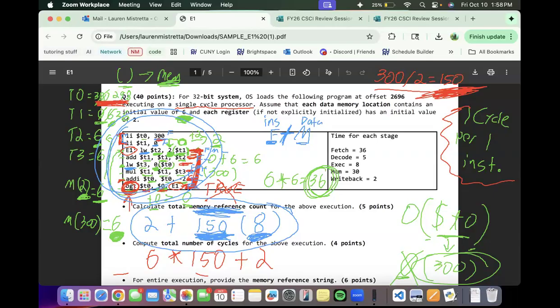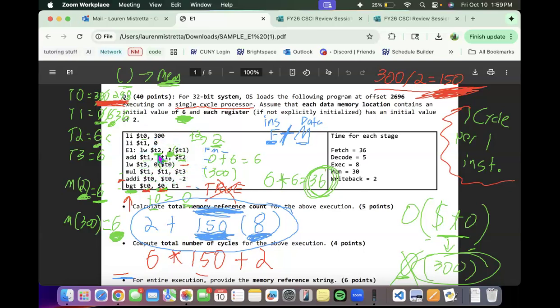Okay. With that being said, let's move on to the next part. For the entire execution, provide the memory reference string. Okay, so definitely got to clear this out a little bit. Too much annotation.